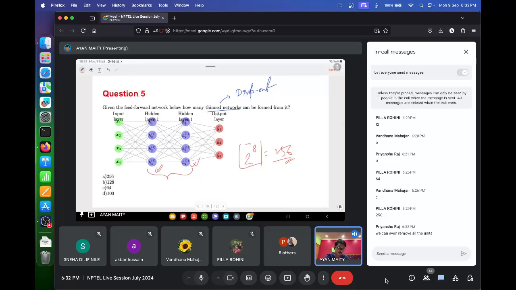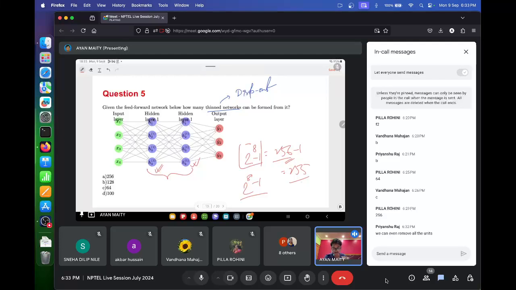Priyanshu Raj says we can even remove all units. Yeah, removal of all units I don't think is possible. In that case it should be 2 to the power 8 minus 1 most probably. You are right that we cannot actually remove all the units. I forgot about that case. You can take all the units, but you cannot remove all the units in this case. So in that case it should be 2 to the power 8 minus 1. Most probably it shouldn't happen that we remove all the units, because then the input layer is disconnected from the output layer.